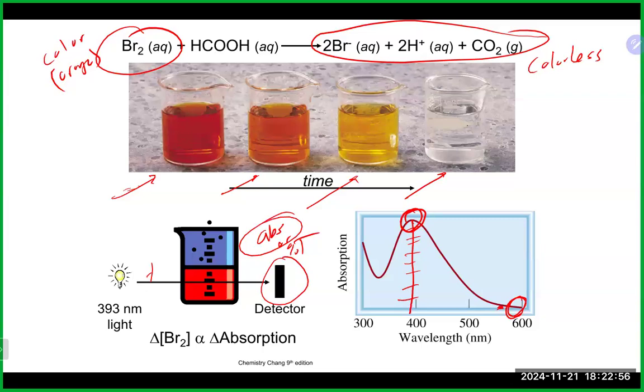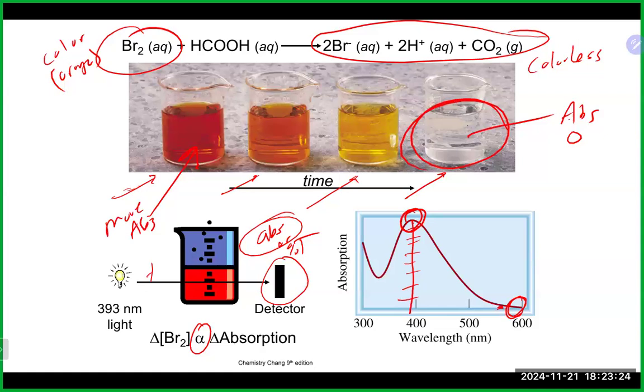Most of the time we do absorbance. And the change in the concentration, for example, of our species that has a color associated with it is proportional to the change in absorbance. And that's what that little symbol is, the proportional symbol there. The darker the color, the more absorbance we're going to have. And obviously over here, we're not going to get any absorbance, probably zero, because that's colorless, right?